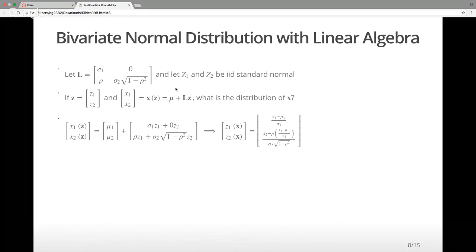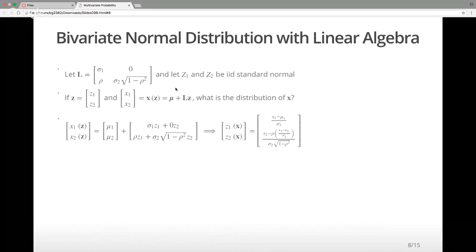X is a function of z. Now we're going to write this out in terms of scalars. So we've got mu1 and mu2, and then we have this matrix L post multiplied by z right here. We take z and multiply it by the first row of L, so we have z1 times sigma 1 plus 0 times sigma 2. That's going to be the top element. And then we take z and multiply it by the bottom row of L. We get rho times z1 plus this thing here times z2, just using the definition of the product of a 2 by 2 matrix and a vector.